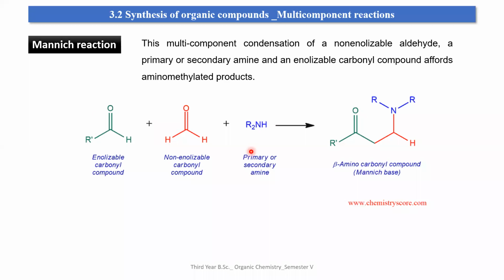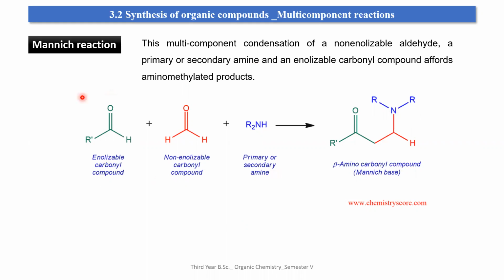Now the third reactant is a primary or secondary amine. Here there are two R groups, which means it is a secondary amine. When these three molecules react, they undergo multi-component condensation and form this type of beta-amino carbonyl compound, and this is known as the Mannich base. You can see here, right? So it is the simplest condensation reaction. We are not going to consider the mechanism according to the syllabus. We have only the description of this reaction.